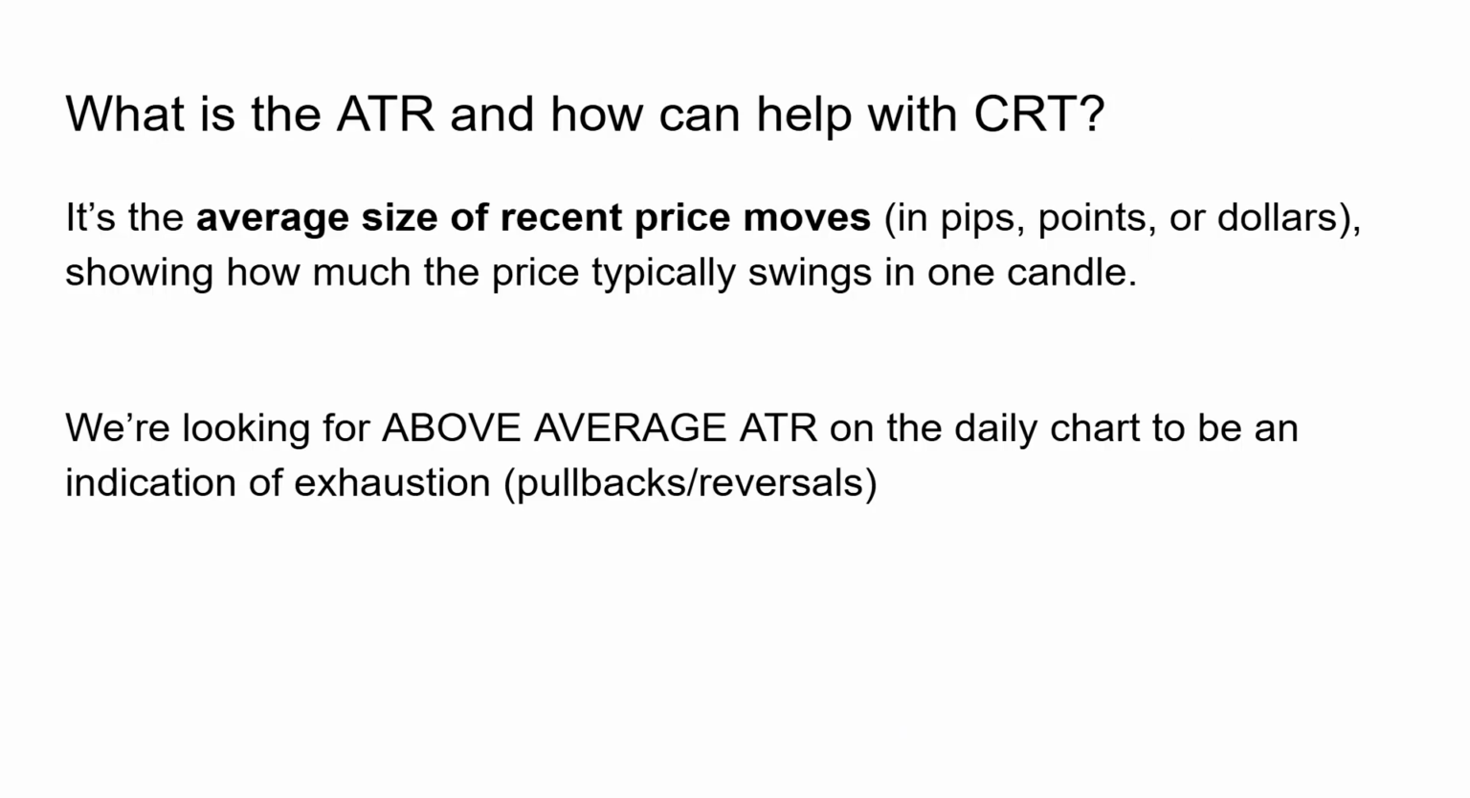So the average true range, what is it and how can it help with candle range theory? The average true range is just the average size of recent price moves. It could be in pips, points, or dollars. Even though I trade Forex, it can be applied to any market. And all we're looking for is above average true range candles on the daily chart. For example, if a pair moves an average of 50 pips and one day it moves 75 pips, that's above average. Okay, so that's the price action we're going to be focusing on.